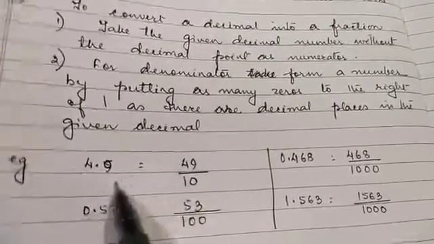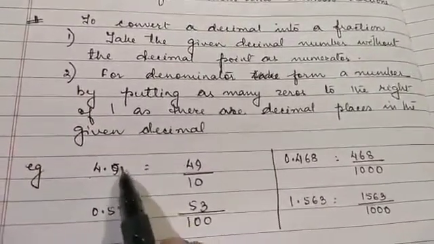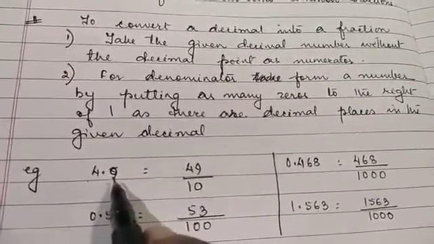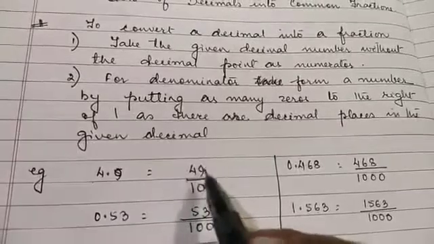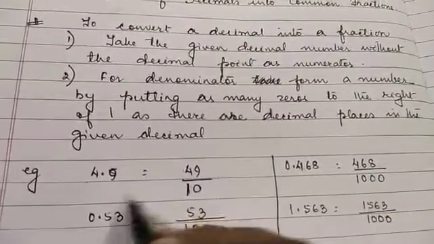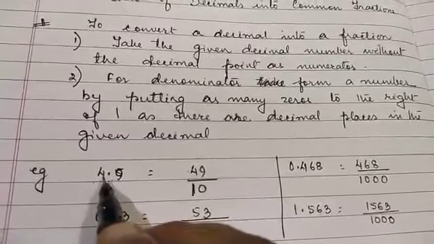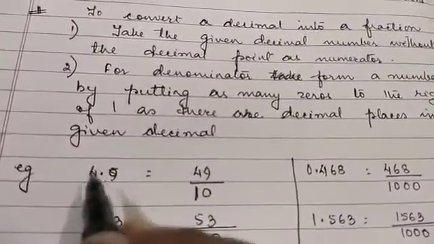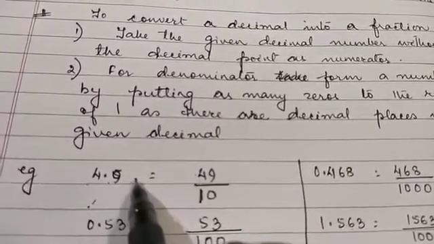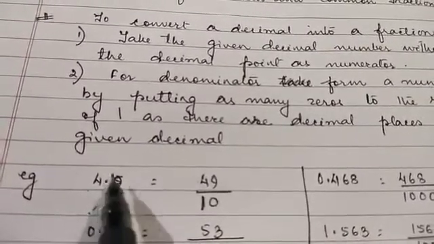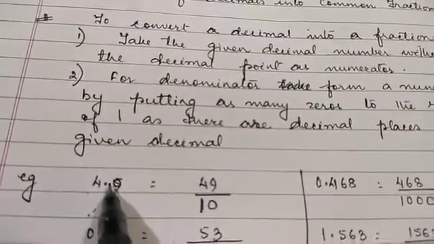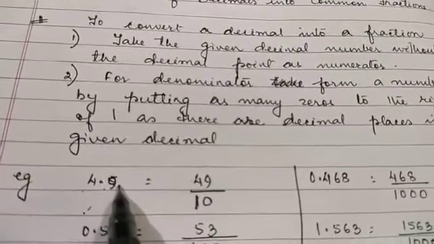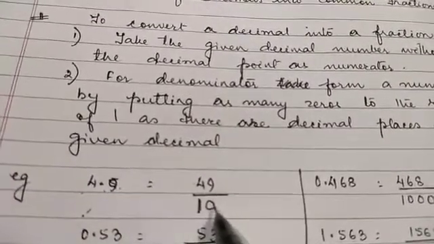Then for the denominator, we will form a number by putting as many zeros to the right of 1. First you will write 1. Then you will put as many zeros as there are decimal places. I told you that the places after the decimal point are called the decimal places. Now here, how many decimal places are there? Only one decimal place is there, 4.9. So for this one decimal place, you will put one 0.